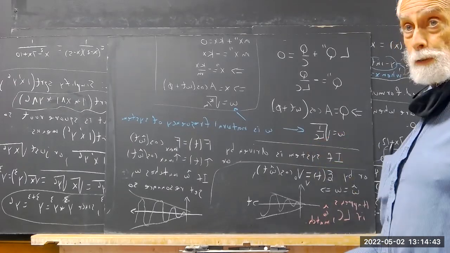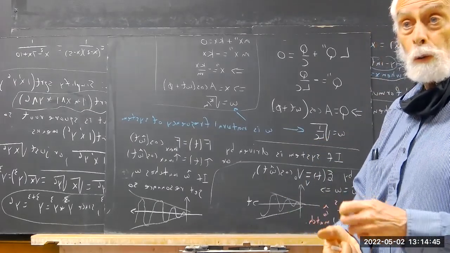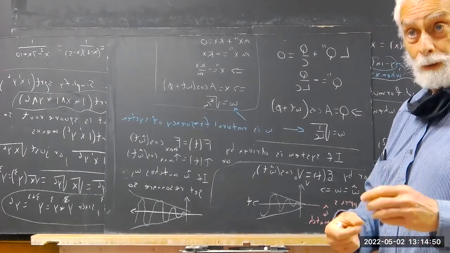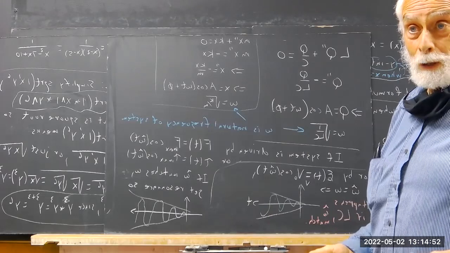Now, actually, you can change L. You have an iron core in a loop, and you pull the iron core out a little bit, push it in a little bit. You could tune it that way.